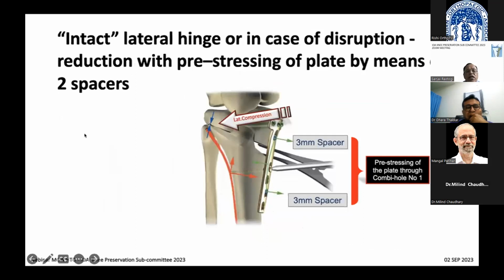When there is an intact hinge, or even when there's a distortion, putting a screw which is distally directed pulls the distal fragment medially, and the lateral hinge is compressed, and this does not require any placement of a plate on the lateral side, as sometimes people think that it is needed.